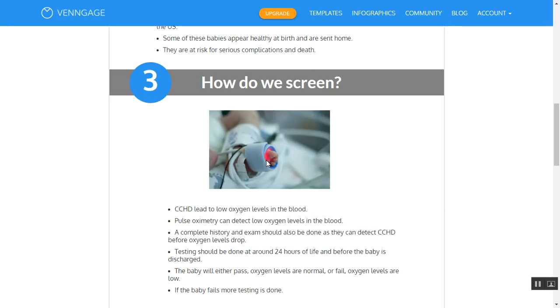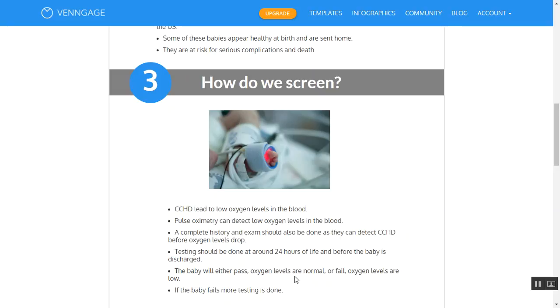We check the pulse on the lower extremity, the foot, and the right hand to get the pre- and post-ductal saturations. Some critical congenital heart defects cause differences in the saturations, and that's why we do the uppers and the lowers. The test should be done around 24 hours of life and before the baby is discharged home. A complete history and exam should also be done because symptoms can also indicate a critical congenital heart defect, for example, a murmur.